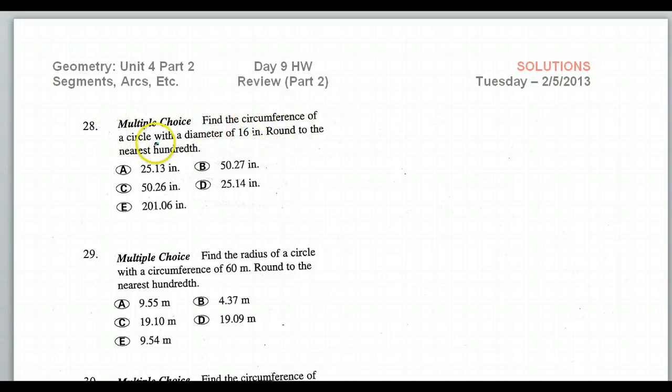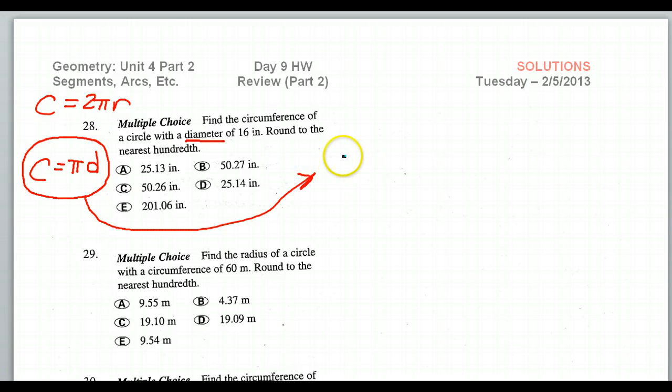Find the circumference of a circle with diameter 16 inches, round to the nearest hundredth. Well, we know two formulas for circumference. One of them is circumference is equal to 2 pi times the radius. That's the most common one that we use. But that is the same as circumference equals pi times diameter. Since this particular question mentions diameter, then we should probably use this version of the formula.